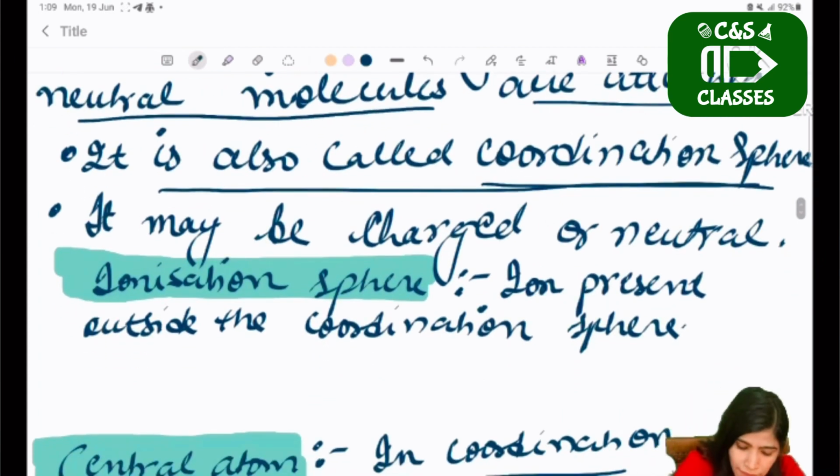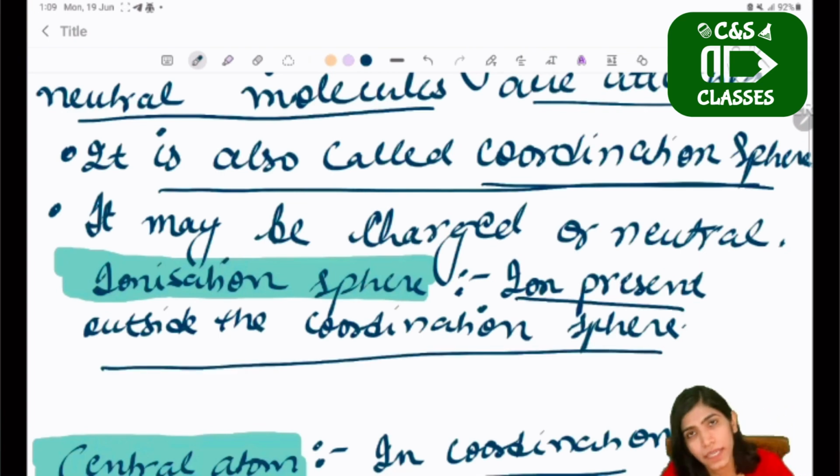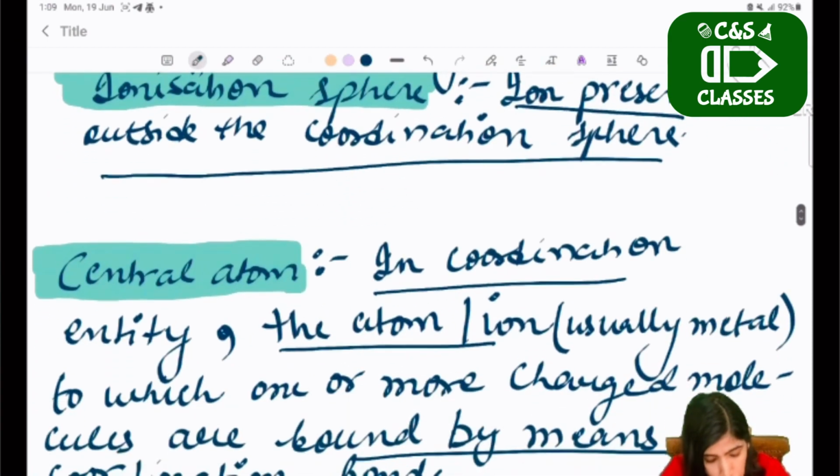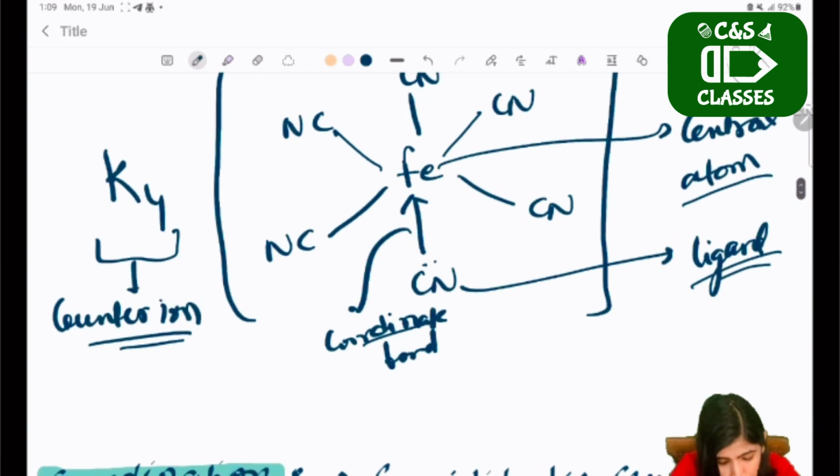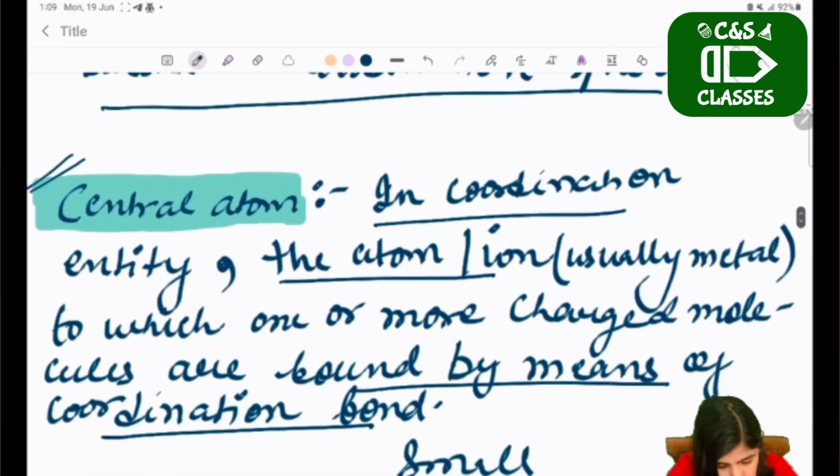Now what is the ionization sphere? Ions present outside the coordination sphere are called the ionization sphere, or you can also call it the counter ion. Now our next part is the central atom. What is the central atom here? Our central atom is iron here. So what is the central atom?